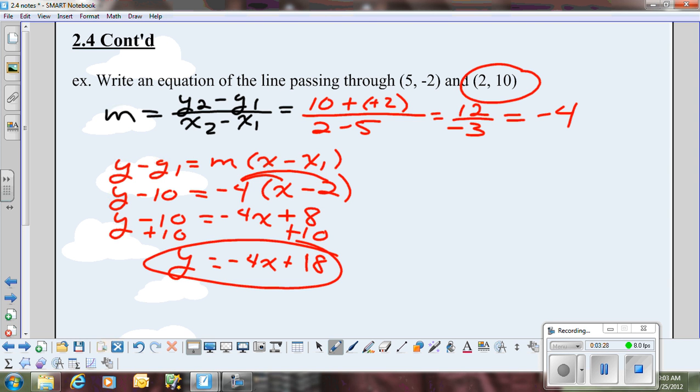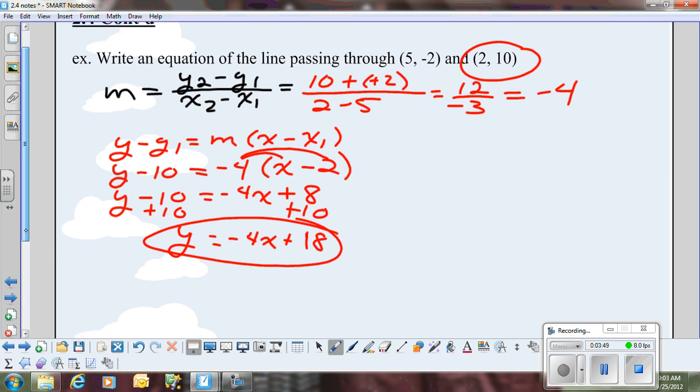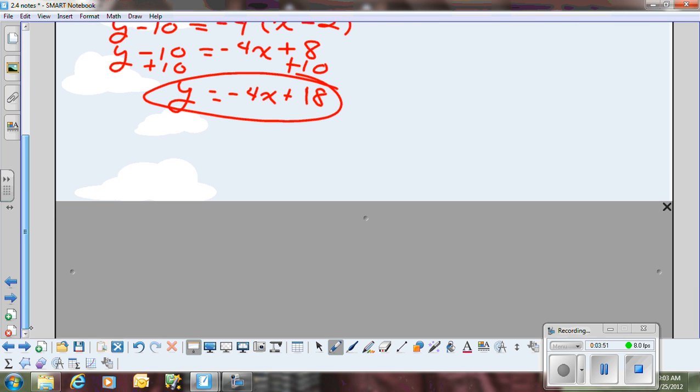So again, unless it tells you otherwise, and there will be problems where it does tell you otherwise today, your final answer will be in the y equals mx plus b form, or slope-intercept form. Questions about how to do that? Okay. Then, the second type of problem you're going to see today.